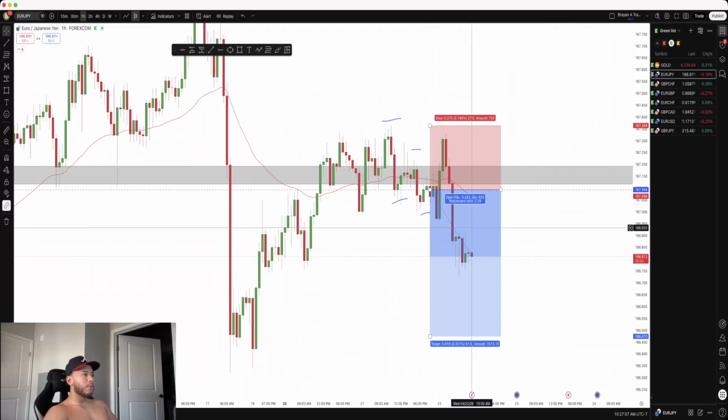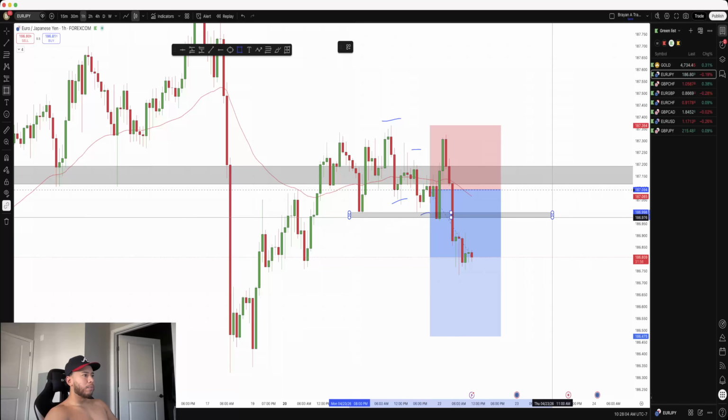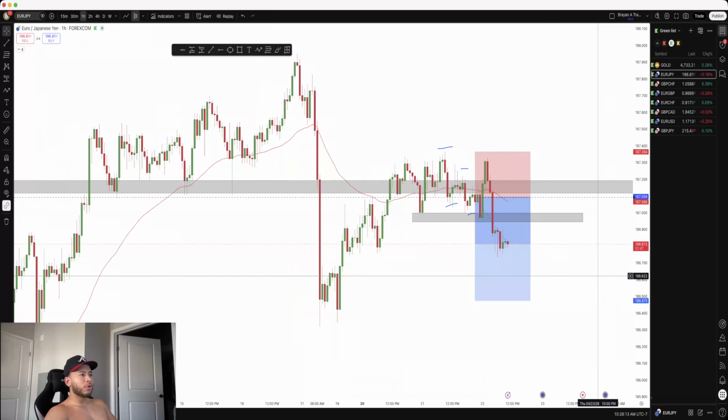So we are currently up a 1-to-1. I currently like how price action is looking. I could anticipate a little pullback to potentially come retest this area right here, and then continue having the push to the downside. So we'll see how price reacts.